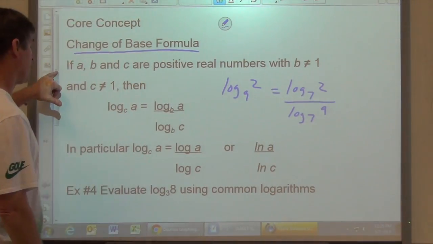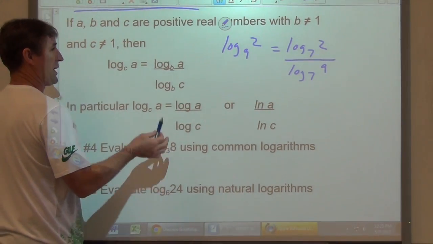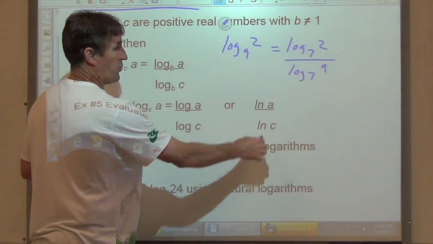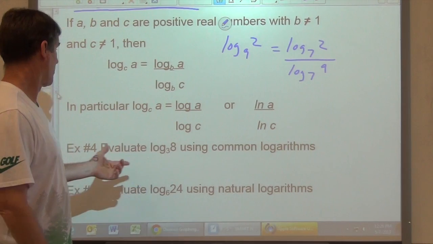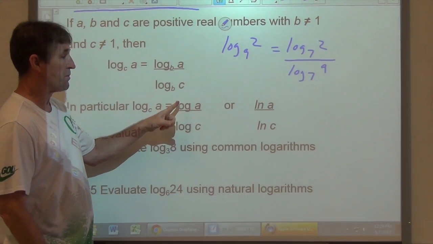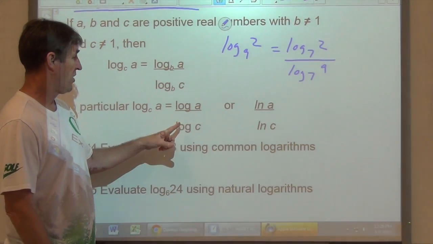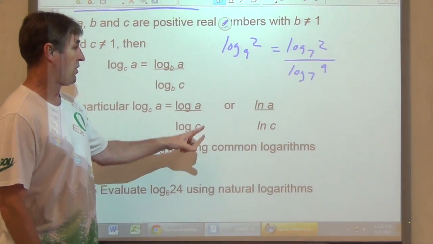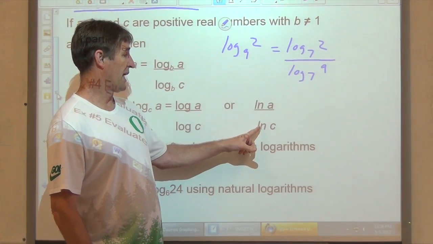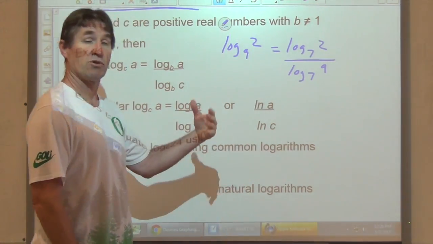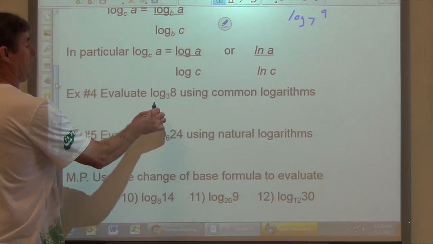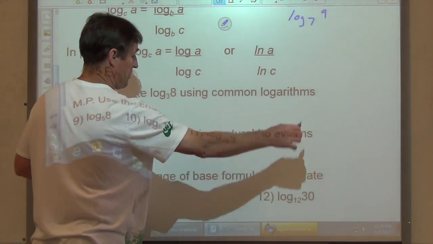But what we're really going to use it for is, in particular, since we can put it in any base we want, we can do base 10 and we can do natural logarithms on the calculator. So in particular, for log base C of A, I can either use log base 10 of A divided by log base 10 of C, or the natural log of A over the natural log, or log base e, of C, because I can do those on the calculator. So it's going to ask you to do things like evaluate log base 3 of 8 using common logarithms.